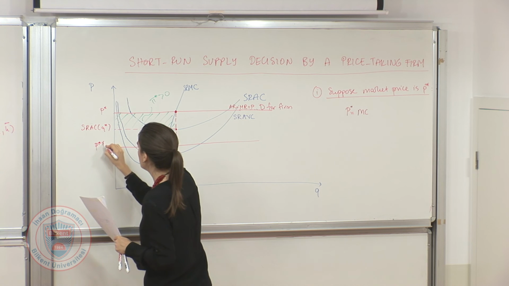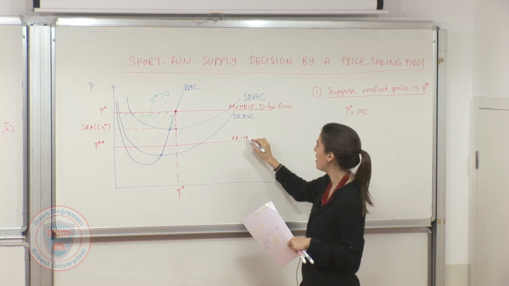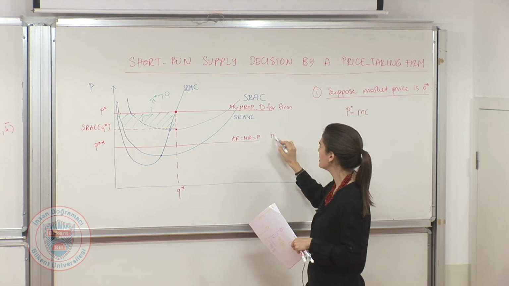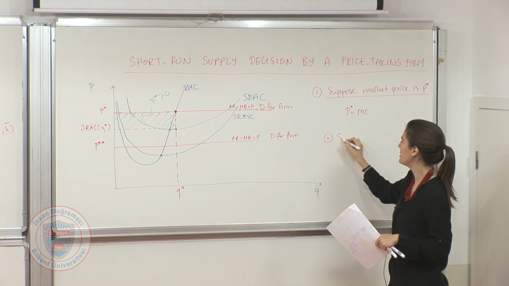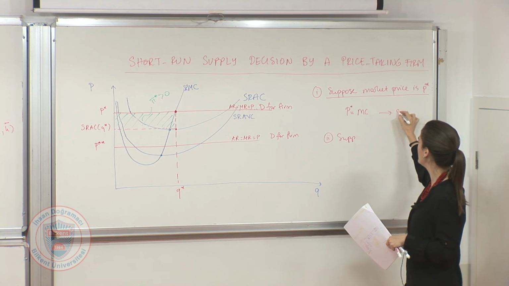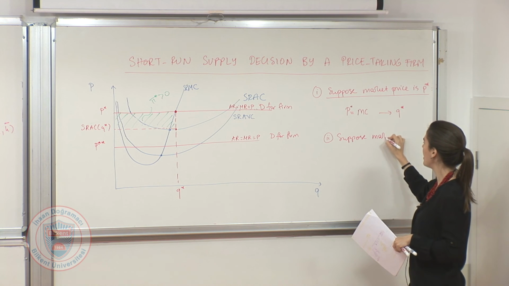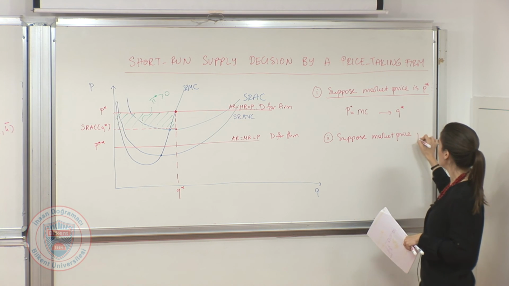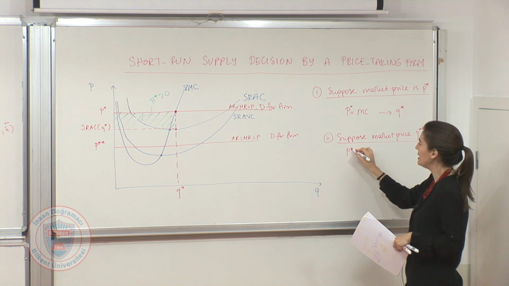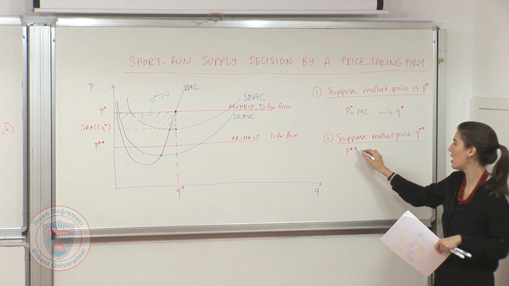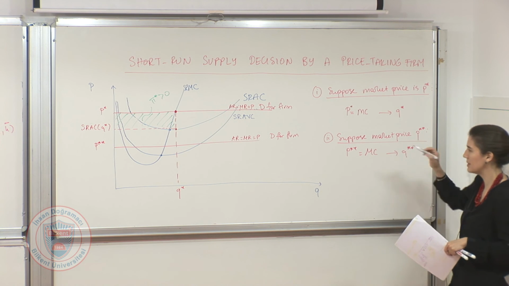P double star. Again, this is average revenue, marginal revenue, price, demand for the firm. Suppose this goes to Q star. Suppose the market price is equal to P double star. Then you're going to set P double star equal to marginal cost, right? So let's call this Q double star.